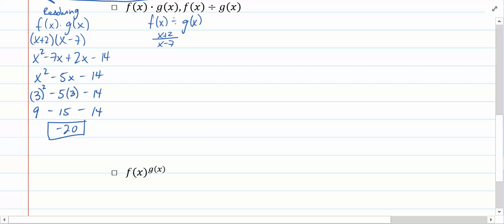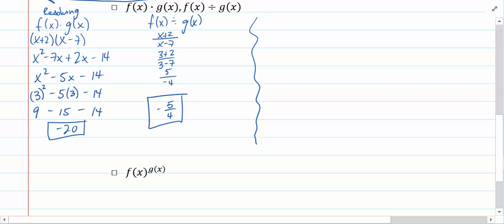At this point, we can replace the letter x with the number 3, and we would have 3 plus 2 divided by 3 minus 7. This 3 plus 2 reduces to 5. We could divide by negative 4. Can't really simplify this fraction any further. It's improper, so we can try to make it into a mixed number, but really I'm okay with this improper fraction. Negative 5/4 would be a fine solution.